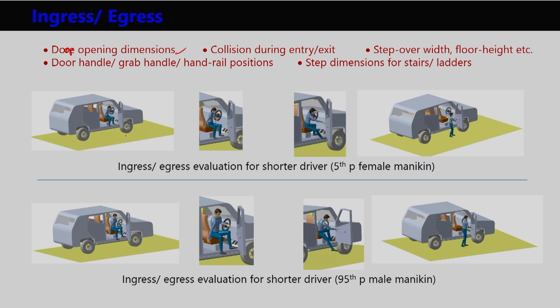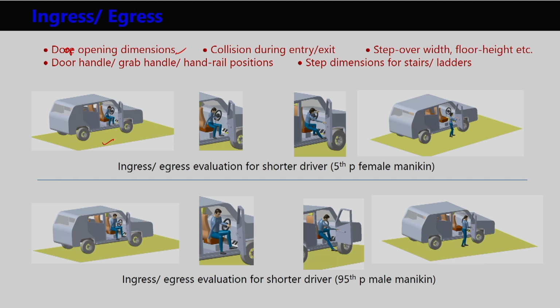So, in the first panel we can see the ingress egress evaluation for a shorter driver. Here we are showing it with a 5th percentile mannequin. So, how the driver is coming out or going inside the vehicle step by step, and at each and every step whether they have any difficulties in terms of holding the grab handle or the dimension of the door, then how much is the step width, how much is the height of the vehicle floor, and accordingly whether they are facing any difficulties or not. If we find yes, there are some issues related to these aspects, then we have to redesign that automotive product to make it compatible or comfortable for all percentiles of the driver population.